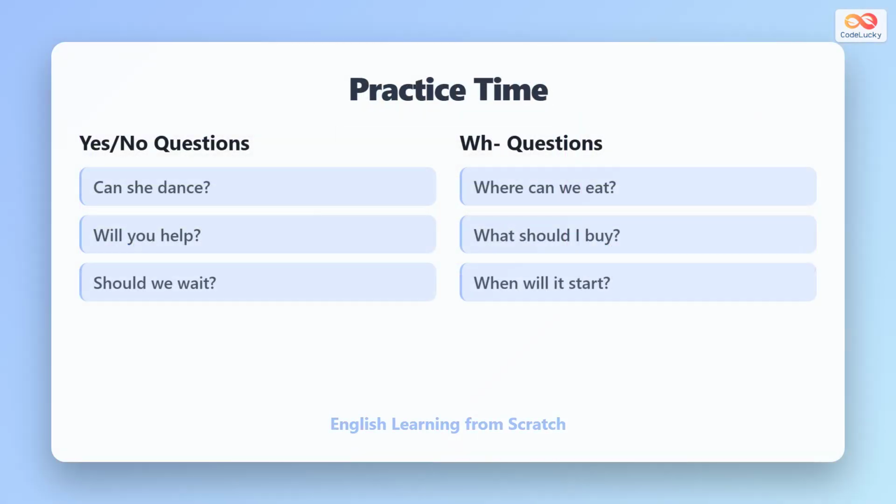Now practice forming modal questions. For yes/no questions, try can she dance, will you help, should we wait. For WH questions, ask where can we eat, what should I buy, when will it start. Practice switching between yes/no and WH question types.